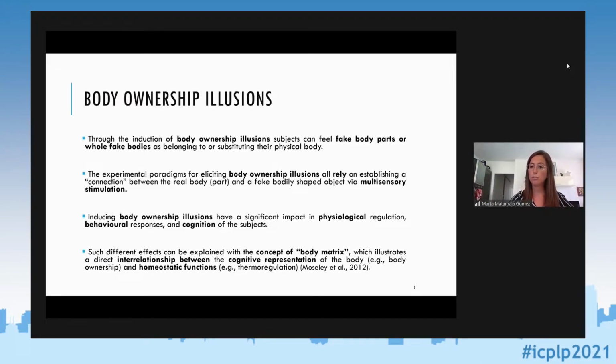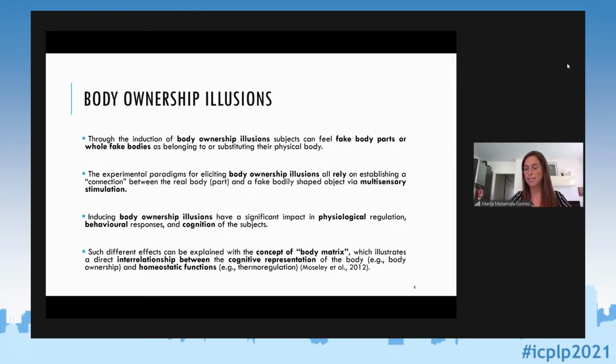Moreover, when we induce this body ownership illusion, it also has an influence on our physiological responses, our behavioral responses, and also on the cognition of the subject. So our brain adapts the configuration of the body to this new perception of the body, but also our whole system adapts to this new fake body.